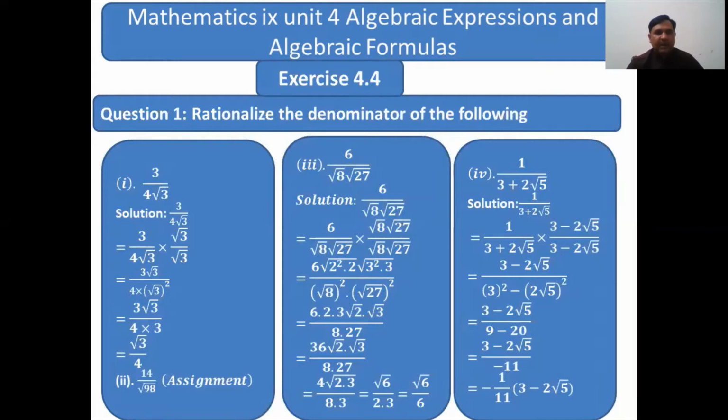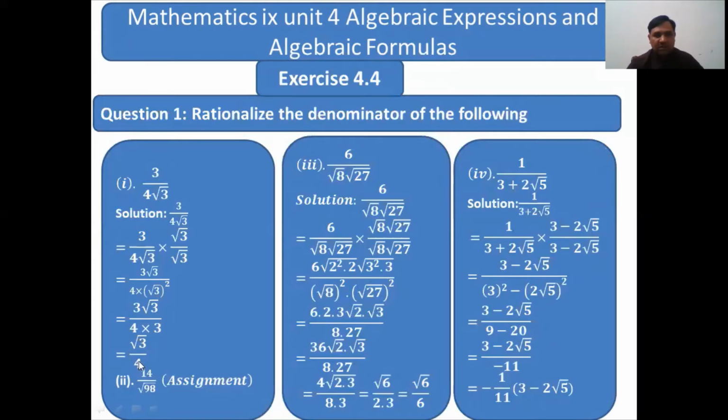So after multiplying and dividing, we have 3 square root of 3 over 4 square root of 3 times square root of 3. When we multiply these two, we have square root of 3 whole square, so the square cancels out with the root. We are left with 4 multiplied by 3. So we have 3 square root of 3 divided by 4 multiplied by 3. This 3 cancels out with this 3, and we are left with square root of 3 divided by 4.